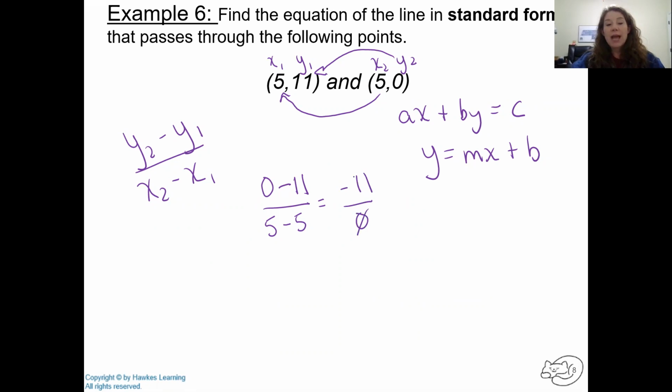So what do you notice? What happens? If you divide in your calculator, negative 11 divided by 0, it tells me I've made an error. So what does that mean? It means the answer is undefined.